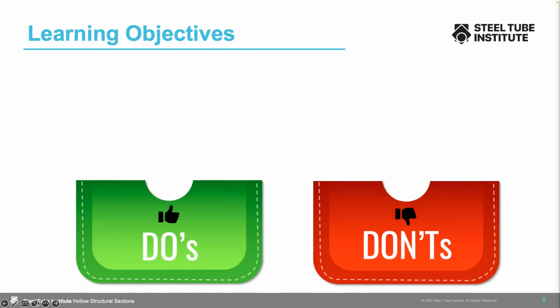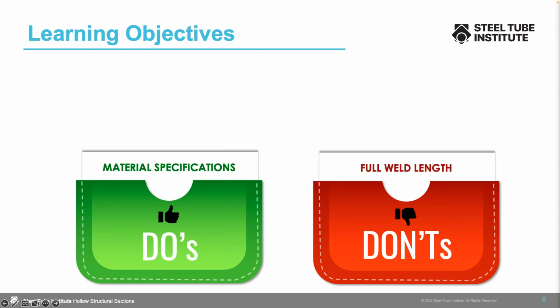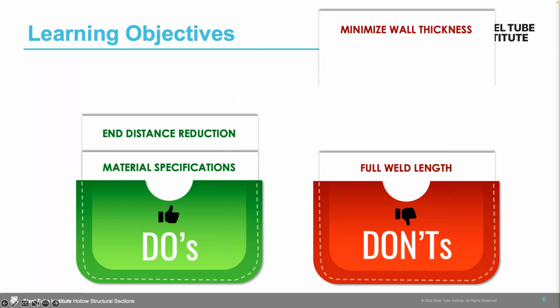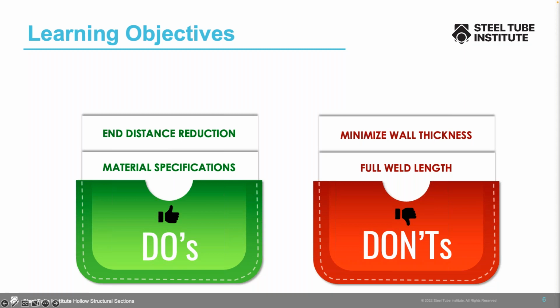Here are just a few of the learning objectives we will cover today. Do understand the subtleties between available material specifications. Don't always rely on the full length of your weld. Do know how to avoid end distance reductions or know how to apply them. Don't minimize your wall thickness. Lightest is not always cheapest.